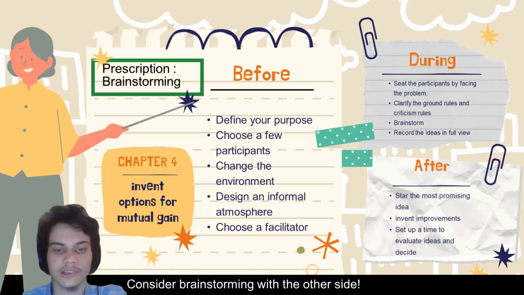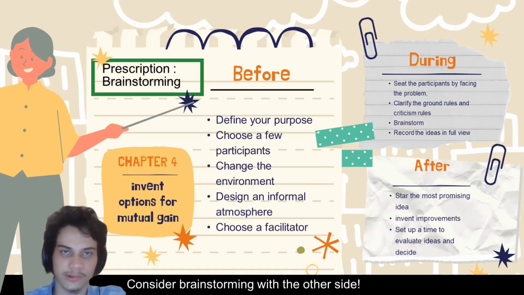During the brainstorming session, we first need to establish ground rules and then have participants face the problem, all whilst recording any potential ideas. After the brainstorming session, we want to pick out the best ideas, invent ways to make them better and more realistic, and draw up a selective and improved list of ideas. We can also choose to brainstorm with the other side, which might prove valuable in some cases.